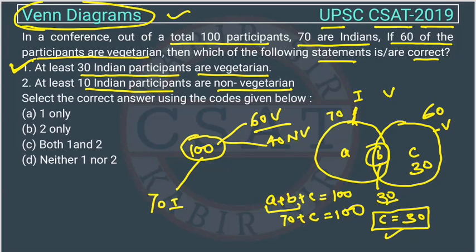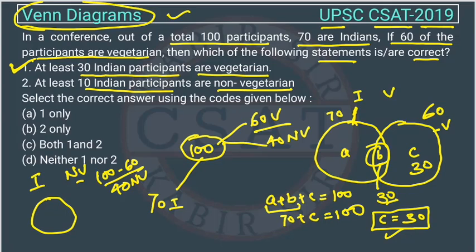Now we have to find a relationship between Indian and non-vegetarian. So non-vegetarian are how much? 60 are vegetarian, then 40 are non-vegetarian, because total we have 100. So 100 minus 60 will be 40. So 40 are non-vegetarian, right? So this circle is representing Indian, so Indians are 70, and this is representing non-vegetarian. Non-vegetarian are 40. So here also let's suppose A, B, C.